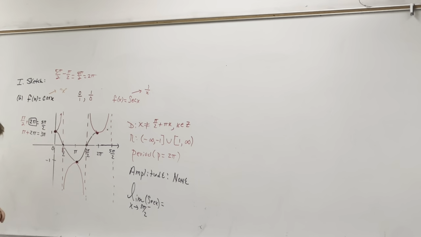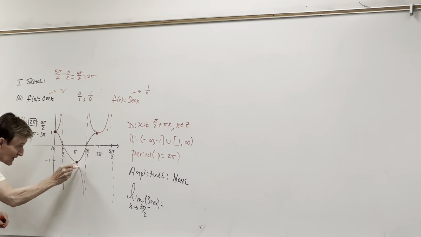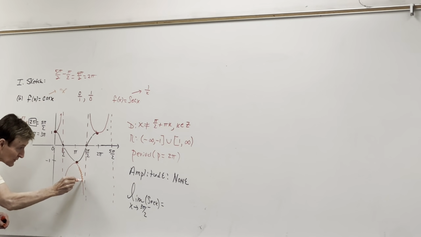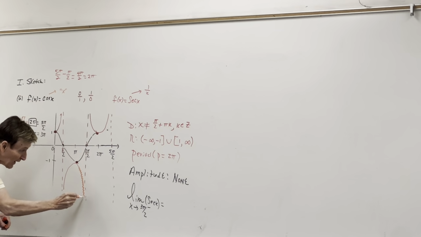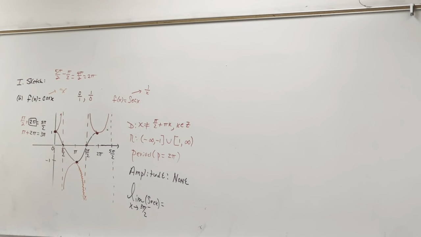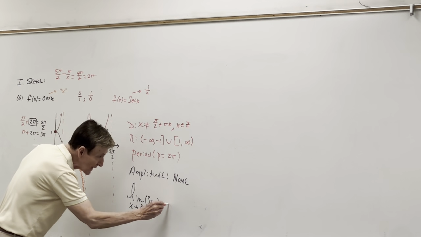Guys, if I stay on the left, because 3 pi over 2, this is the left over here, left-hand side, what is my red graph doing the closer I get to that asymptote? It's dropping down through what? Is it going through negative infinity? That's the answer we want.